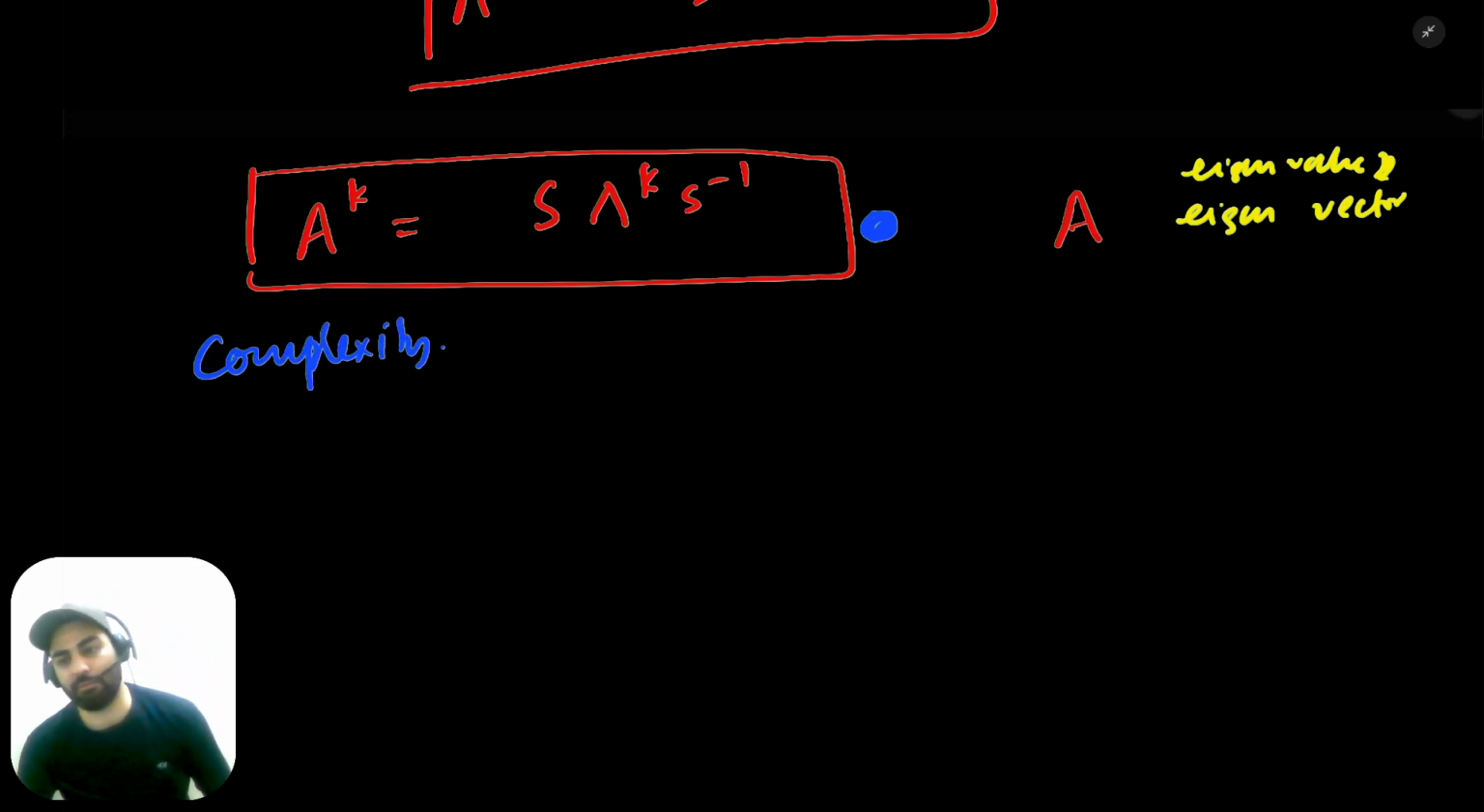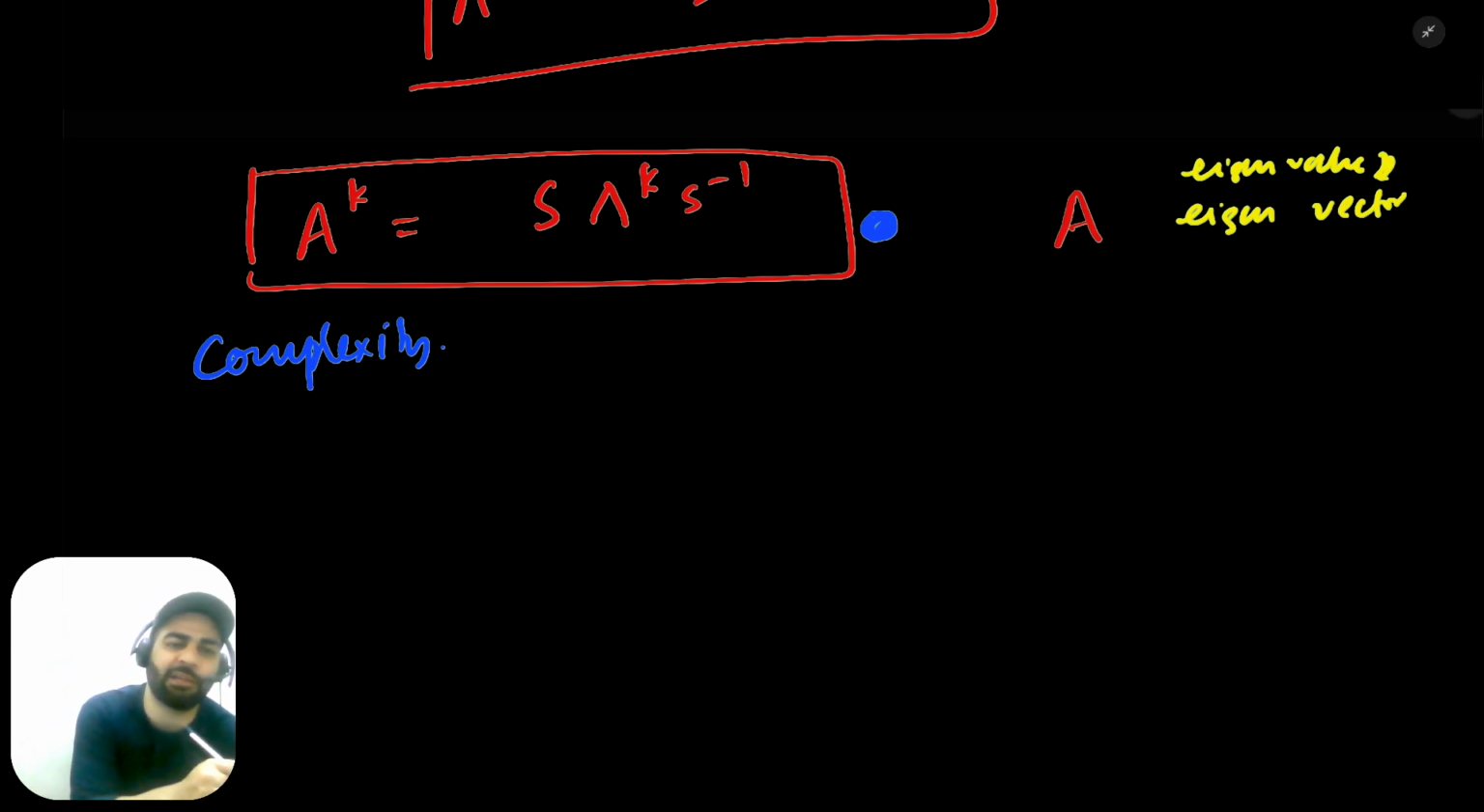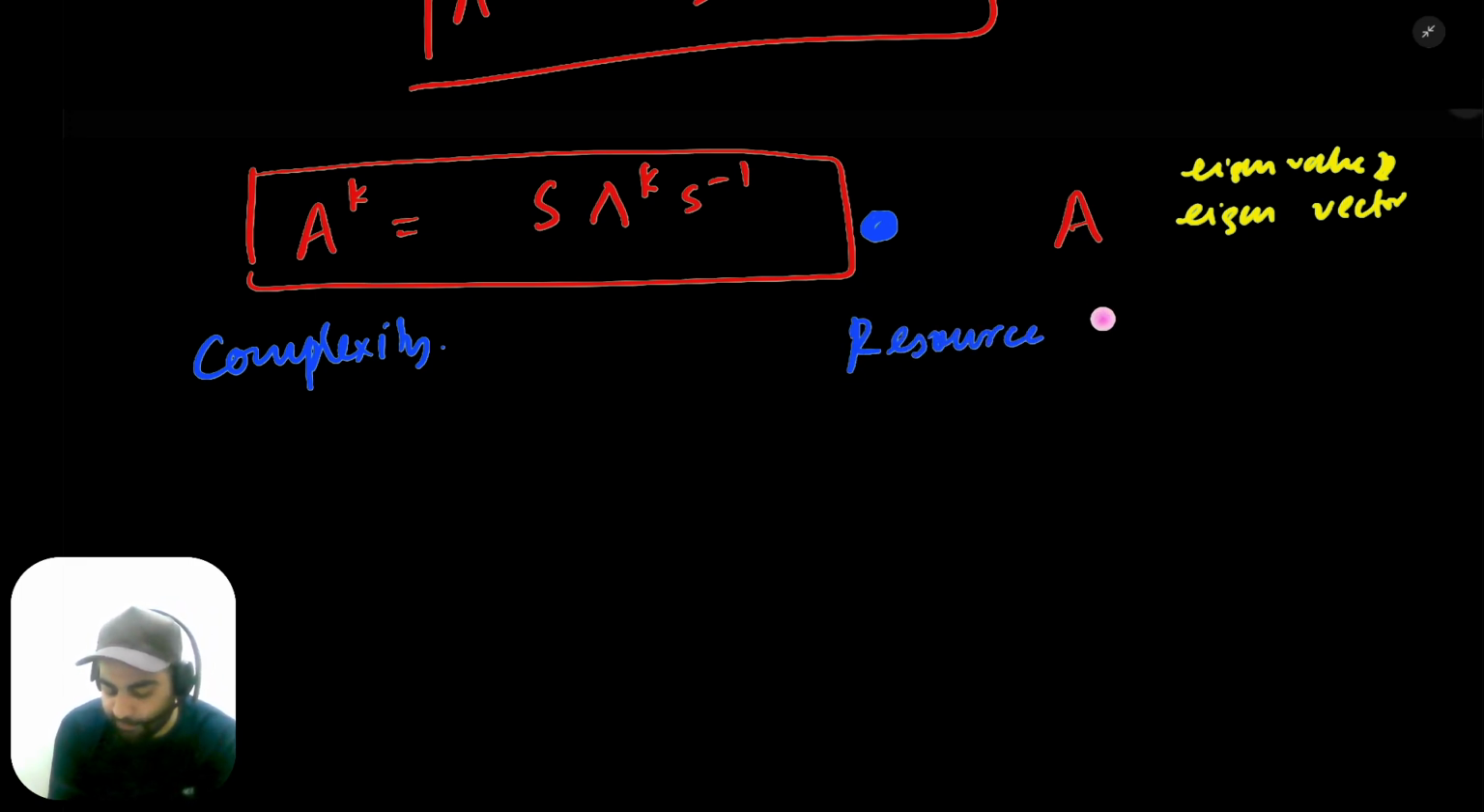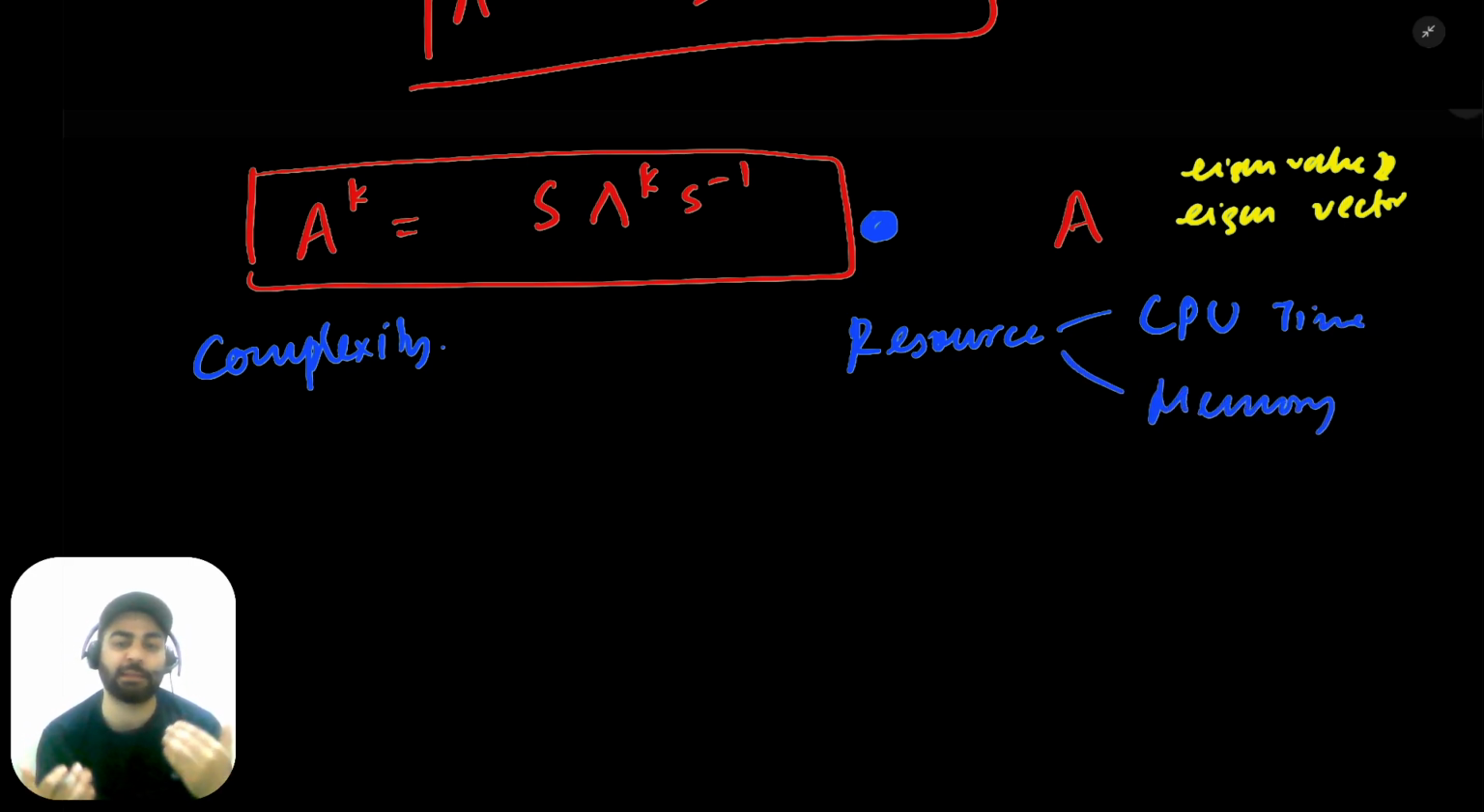Because computer science students, being computer scientists, are worried about two things. We are worried about resources in terms of CPU time and in terms of memory. If there is an algorithm, how fast does it run? That's the first concern that we have. And the second thing is how much memory does it take? That's the other concern.